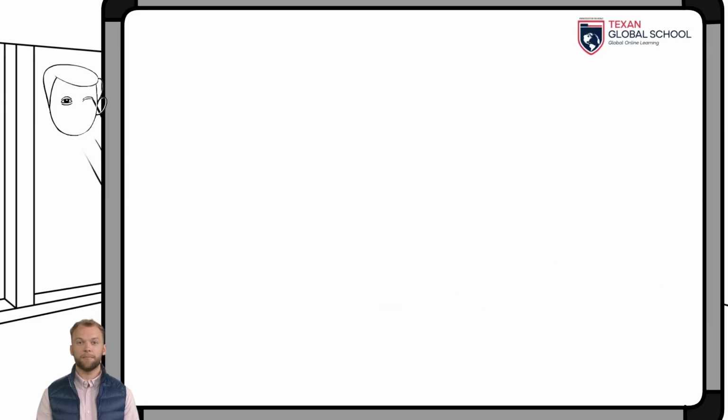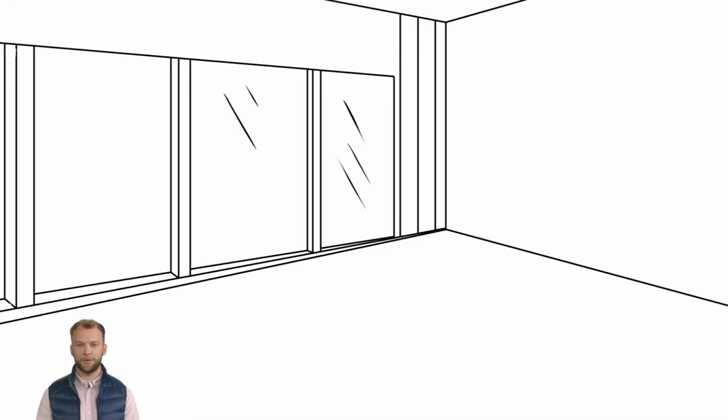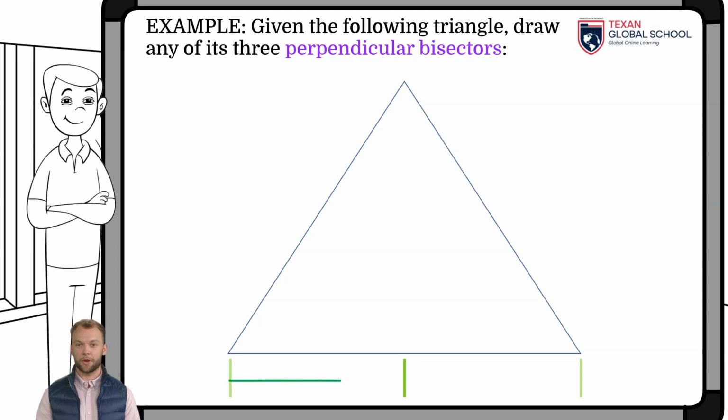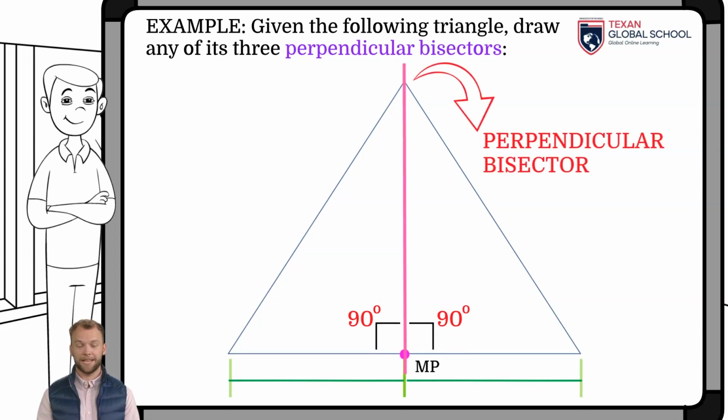The perpendicular bisector is a perpendicular line to a side of a triangle passing through its midpoint. Given an equilateral triangle, we will construct one of its perpendicular bisectors. Based on the definition, the bisector is a perpendicular line to the midpoint of one side of the triangle. This means that the side and perpendicular bisector must form a right or 90-degree angle. Thus, we can see the perpendicular bisector drawn.